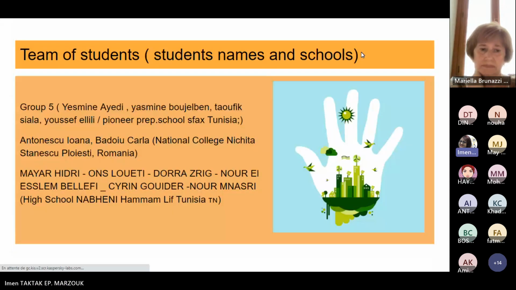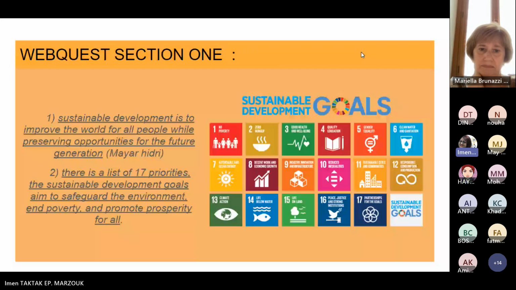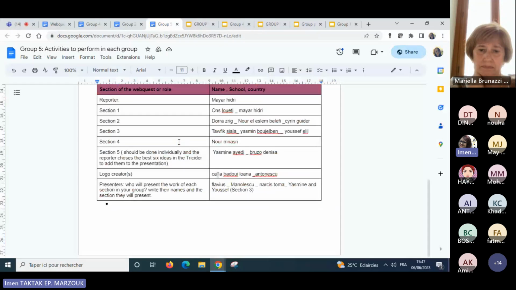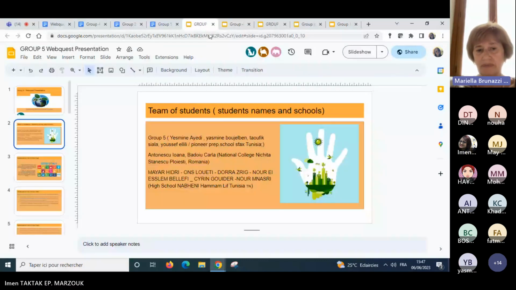You have a very nice logo, Haifa. I love it. Yes, really. I don't know who created this logo. I will check in the document. We have 2 students, I don't know, from Romania or Italy, who created the logo. They are not from Italy because I have no students in group 5.